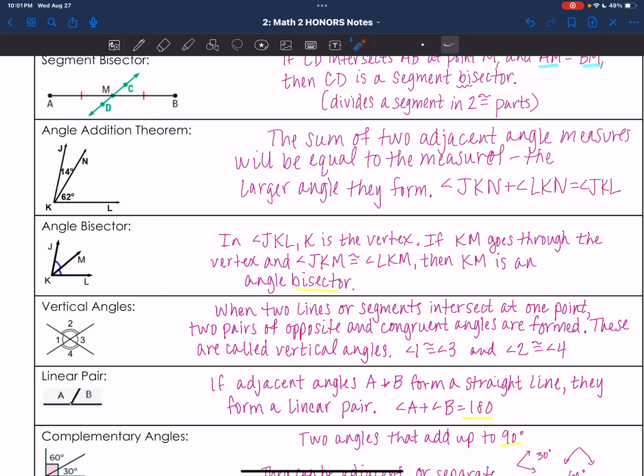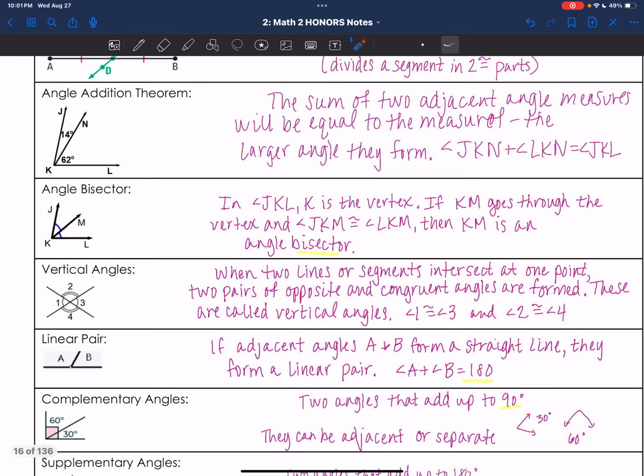All right, angle bisector. Again, you see bisecting, so you know it's going to split something into two equal parts. So this line, or the ray, is going to make that one congruent to that one because it is a bisector. So again, angle JKM is going to be congruent to angle LKM. So those two are equal to each other.